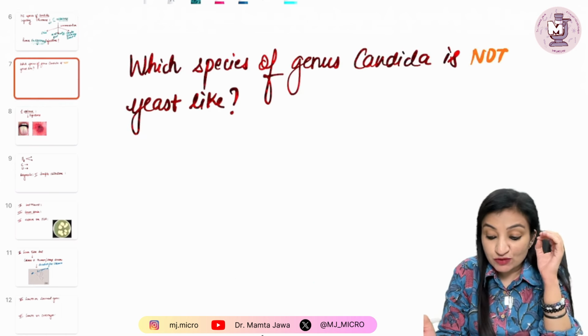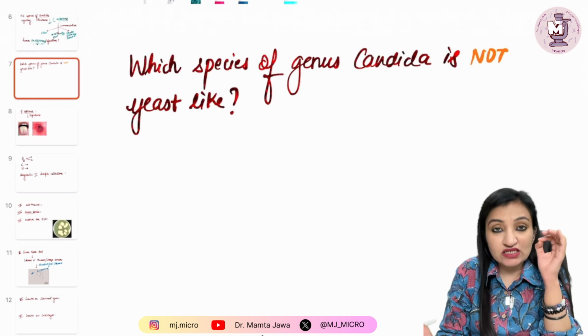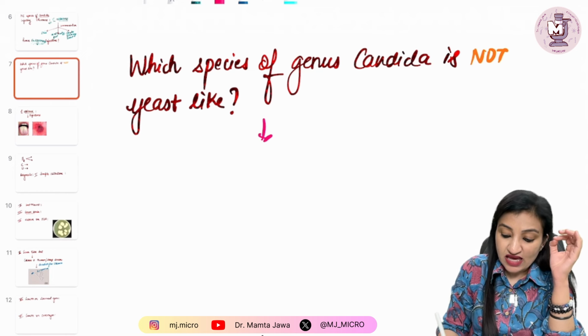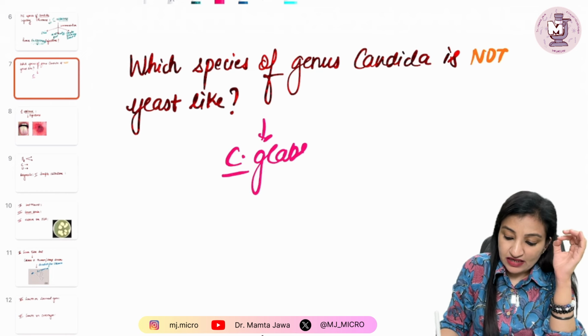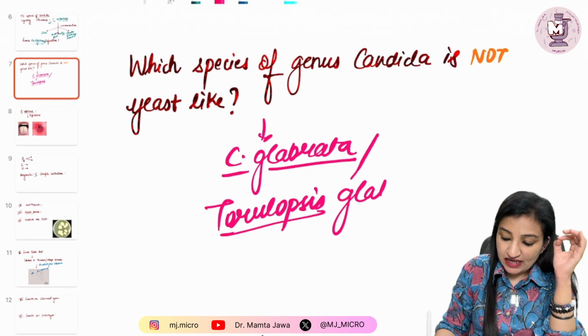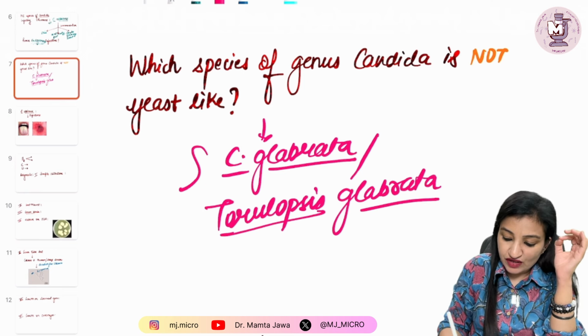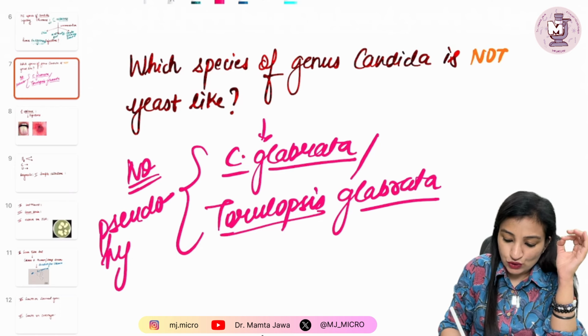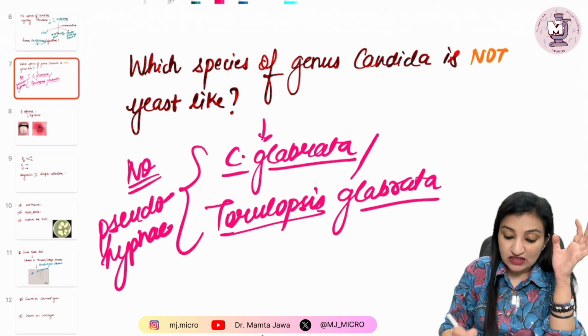endogenous. Now, which species of genus Candida is not yeast like? This again is an MCQ. What is the answer? Candida glabrata, also known as Torulopsis glabrata. Please remember, this fellow does not produce pseudohyphae, unlike the other species of genus Candida.